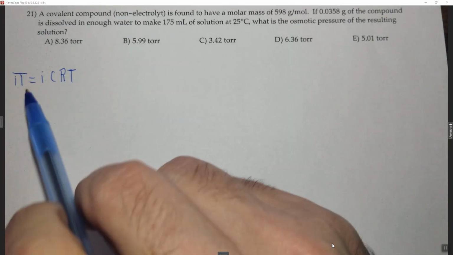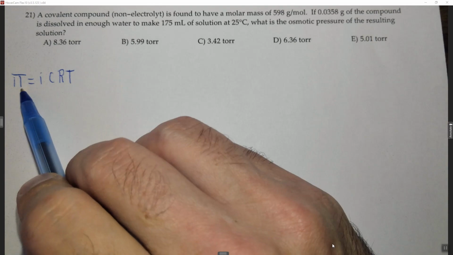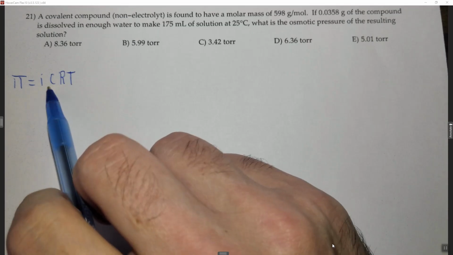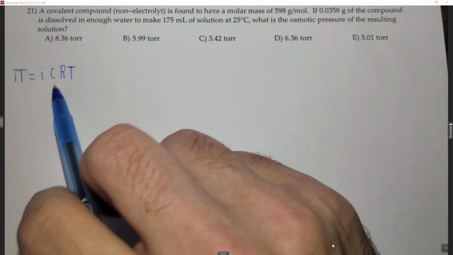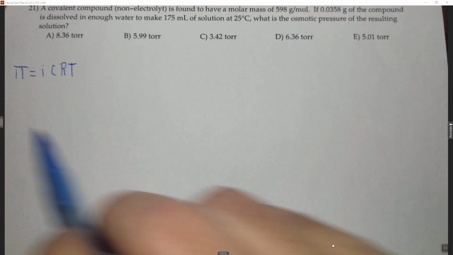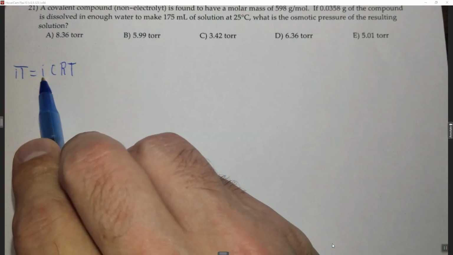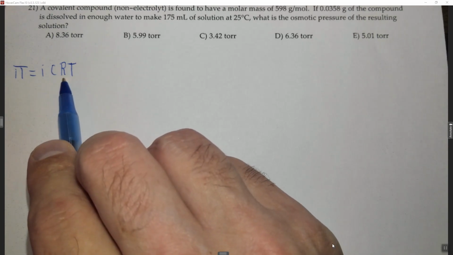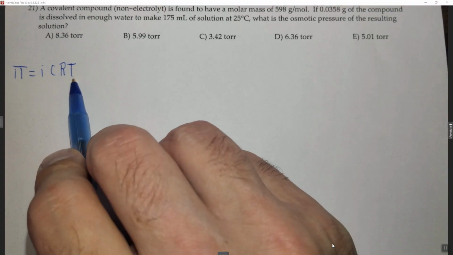Now, this is basically the ideal gas law. Pi is pressure, and C is concentration in molarity units, which is moles per liter. Do note that it does have the i in it because this is a colligative property, and of course the ideal gas law does not have the i in it because gases are not ionic, and they wouldn't dissociate. Anyway, let's try to solve this. So pi is osmotic pressure, i is the van 't Hoff factor, C is the concentration in molarity, R is the ideal gas law constant, 0.08206, and T is the temperature in Kelvin.